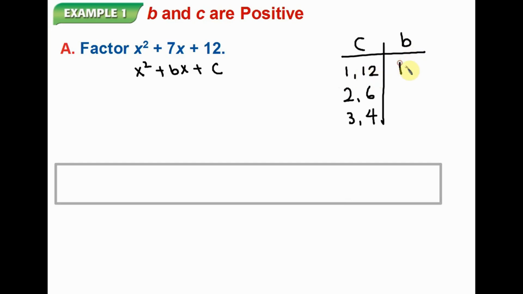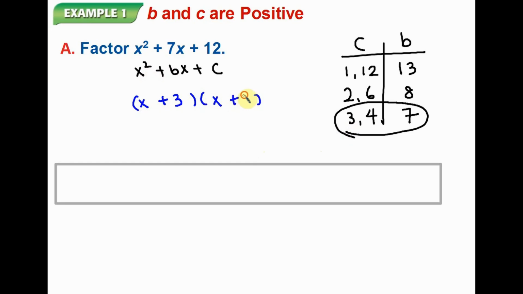At this time, I'm going to add these two numbers to see if I can get the b value. 1 plus 12 is equal to 13, which is not what I'm looking for. 2 plus 6 is equal to 8. 3 plus 4 is equal to 7. So since I'm looking for the b value as 7, this combination, 3 and 4, will be my possible answer. Let me write this down: x times x makes x squared, so my two numbers are positive 3 and positive 4. This will be the factor form of x squared plus 7x plus 12.